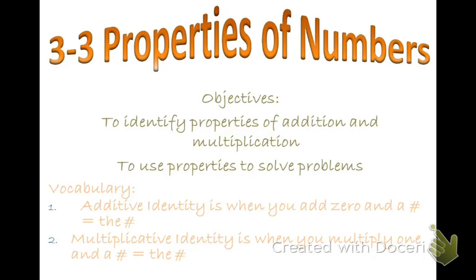An additive identity is when you add 0 and a number and it will equal the number. So it's saying 12 plus 0 will equal 12. That's what additive identity is. Whereas multiplicative identity is when you multiply a 1 and a number, so 12 times 1 will equal that number. So it will equal 12, not 1.